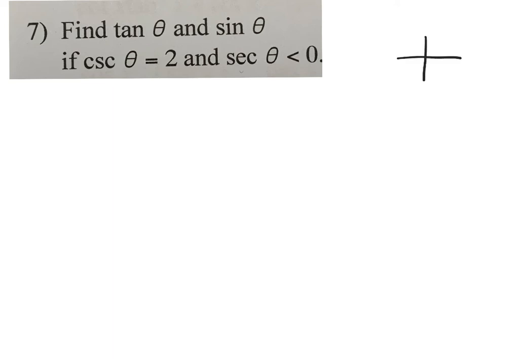Cosecant is the reciprocal of sine. Sine is positive in the first and second quadrant. Secant is the reciprocal of cosine. Cosine is negative in the second and third. So we are in the second quadrant. All right, that's what this told us right here.